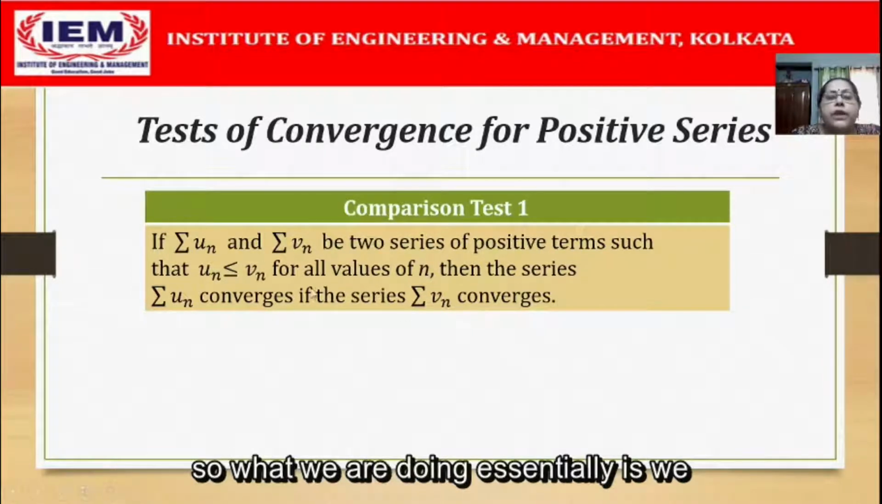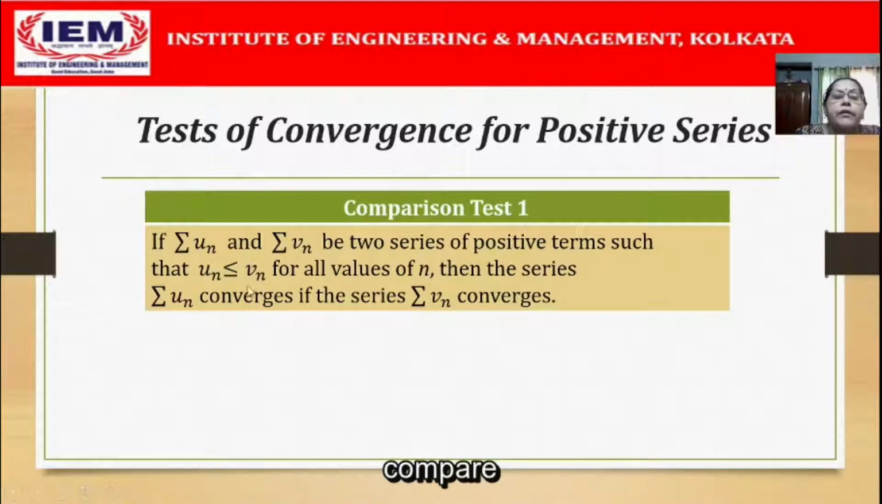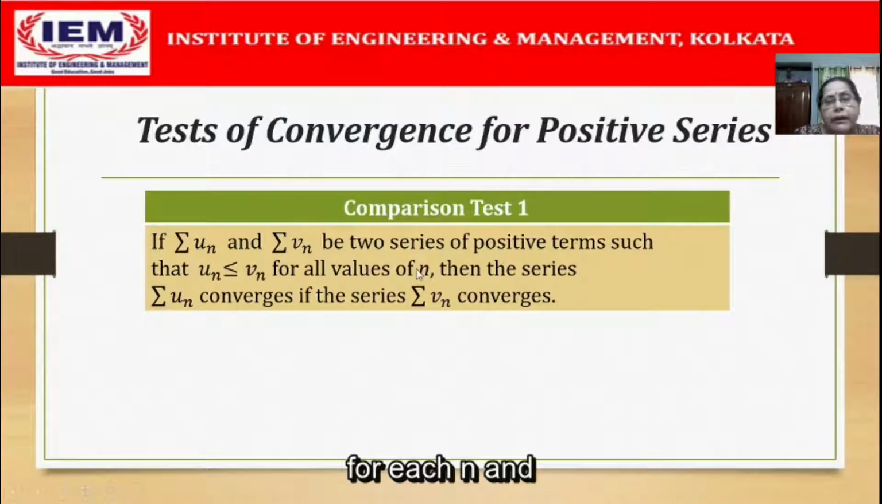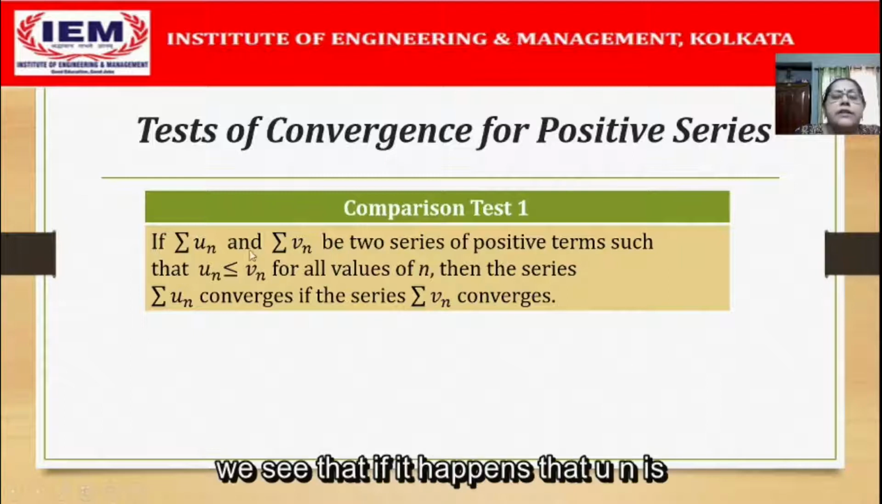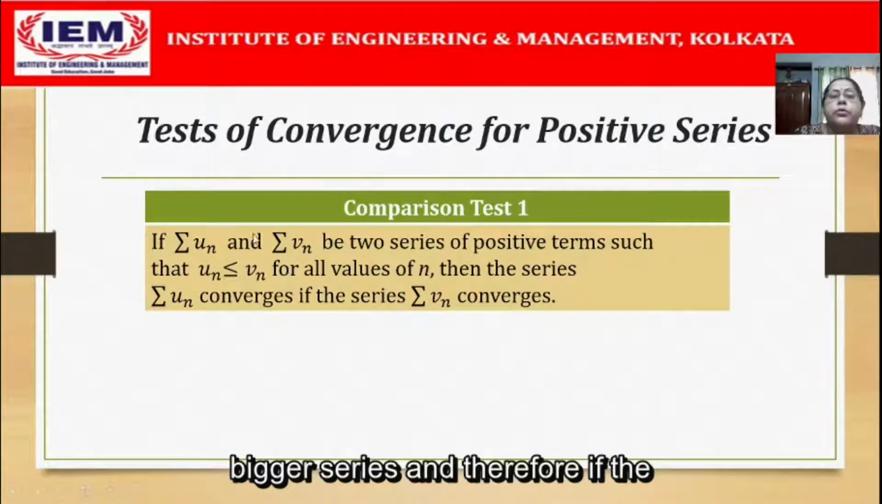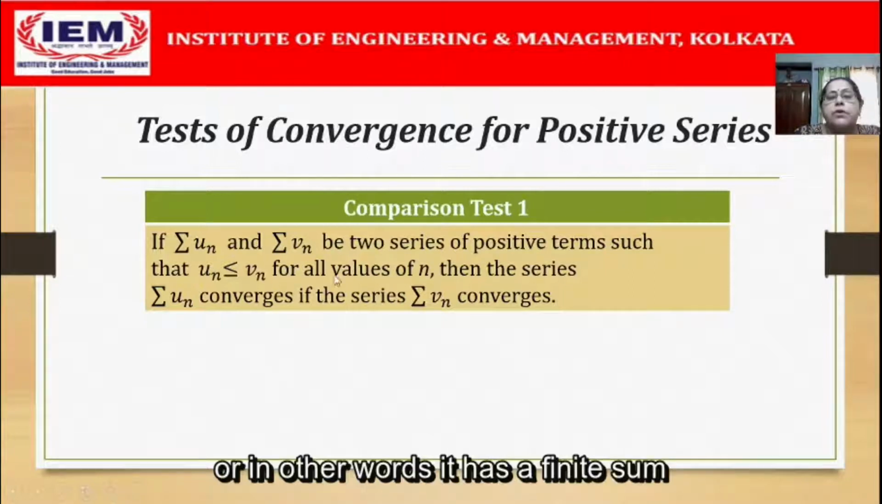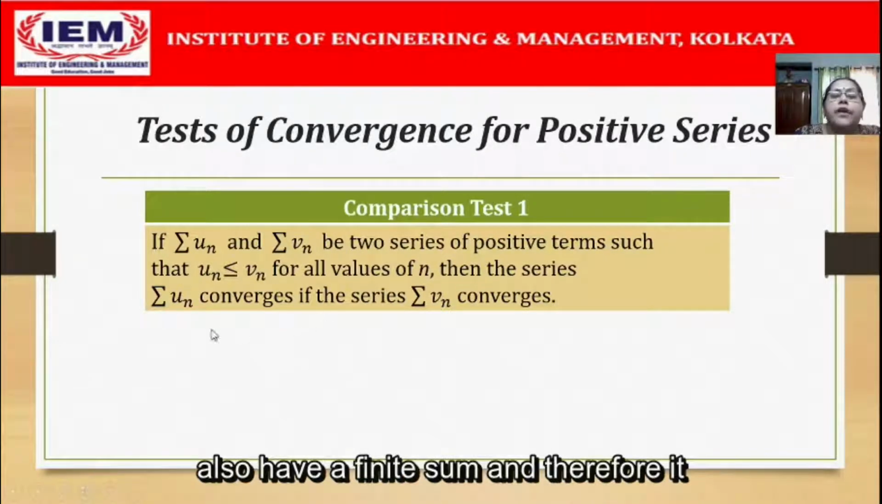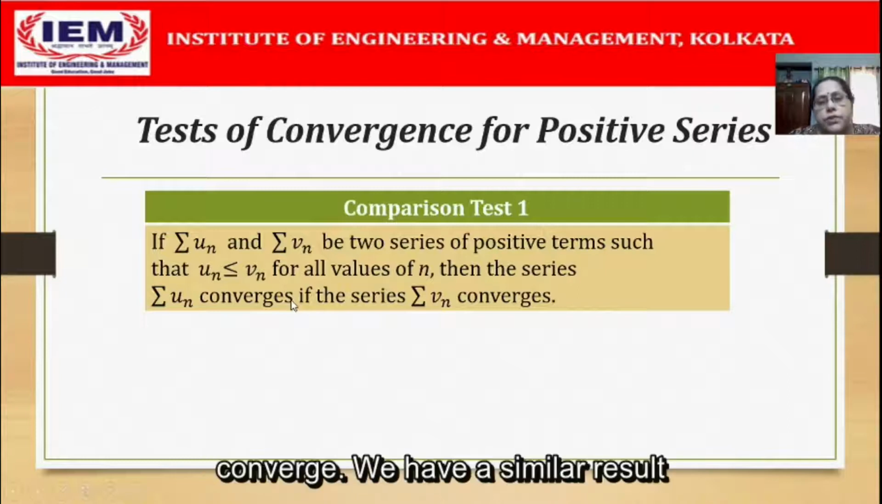So what we are doing essentially is comparing the terms of the two series for each n, and we see that if un is less than or equal to vn, then obviously sigma vn is the bigger series. And therefore, if the bigger series converges, or in other words, it has a finite sum, it's obvious that the smaller series will also have a finite sum and therefore it will converge.